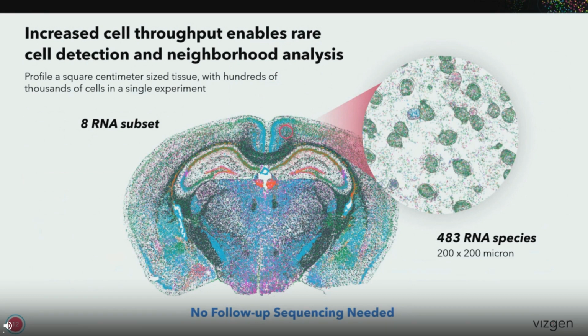And what you're seeing here on the right in the zoom in is a single field of view. Each single field of view is 200 by 200 microns. And we target hundreds to even thousands of images to capture the whole brain section. And what's really nice about this system is that no follow-up sequencing is needed. You get all the information from an imaging run.